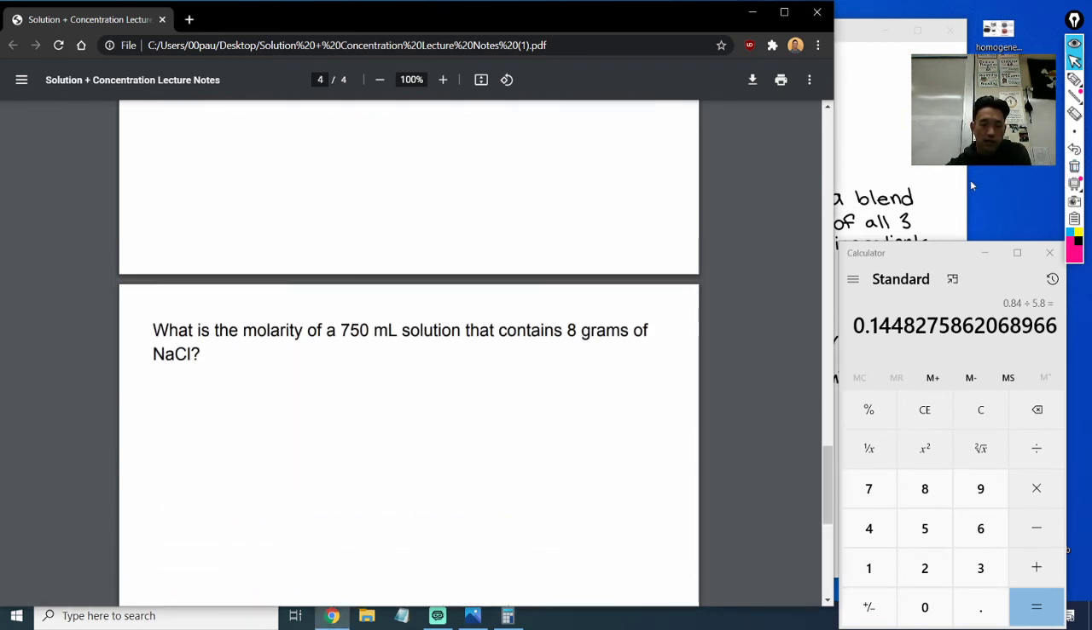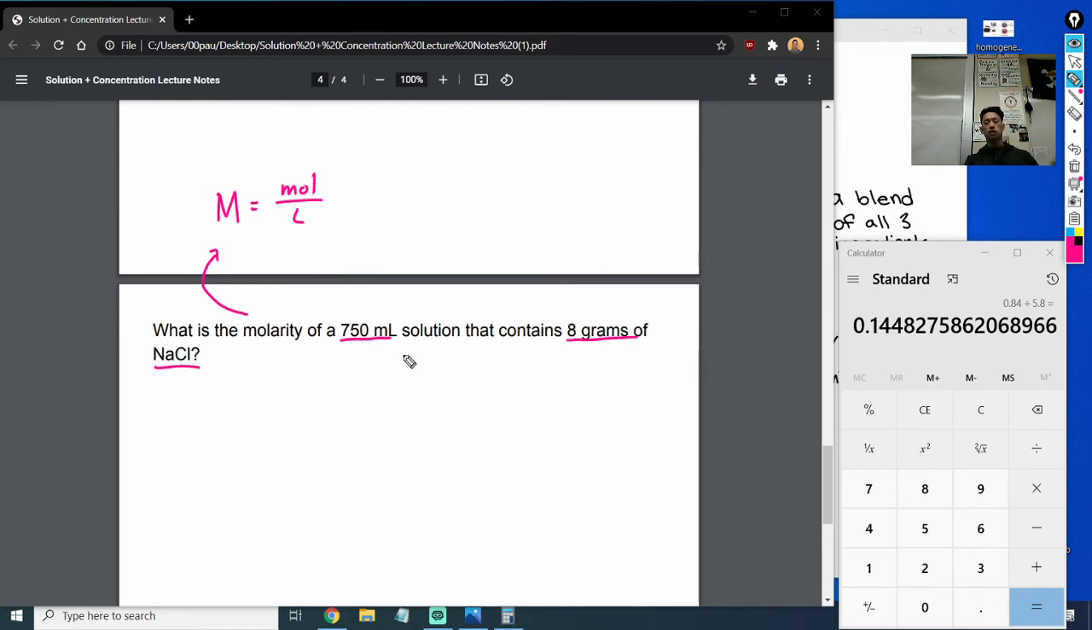Okay, so here we have: what is the molarity of a 750 milliliter solution that contains 8 grams of NaCl? Now, if you think you could try this on your own, feel free to pause the video and do so, but if not, that's okay. I'm going to go over it step by step. So since we start with molarity, I'm going to use the formula capital M equals moles over liters. The problem is we don't have moles or liters, right? We have 750 milliliters and we have 8 grams of NaCl, which means I cannot put any of the numbers into this fraction. I have to change them first.